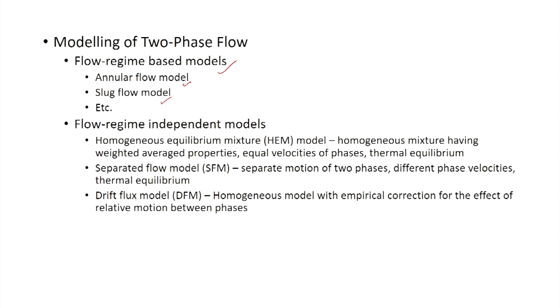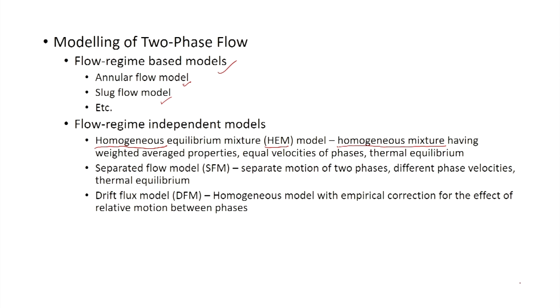But suppose we do not know the flow regime, then there are some models which can be used regardless of flow regimes. The simplest of them is the homogeneous equilibrium mixture model, or in short it is called HEM model, or popularly known as homogeneous model. In this, the two phases are assumed to be a homogeneous mixture, and the properties of the mixture are calculated by weighted averaging of the properties of the two phases.